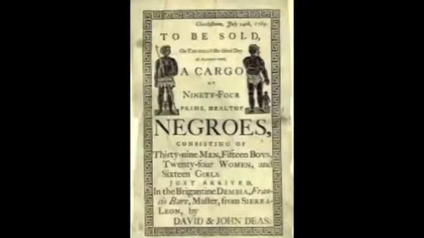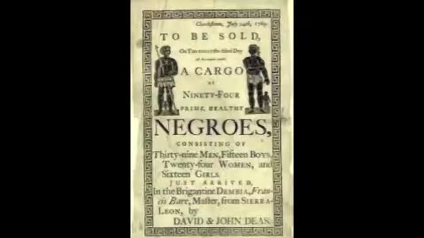To be sold on Thursday, the 3rd day of August next, a cargo of 94 prime, healthy Negroes consisting of 39 men, 15 boys, 24 women, and 16 girls just arrived in the brigantine Dembia, Francis Bear Master from Sierra Leone by David John Diaz.